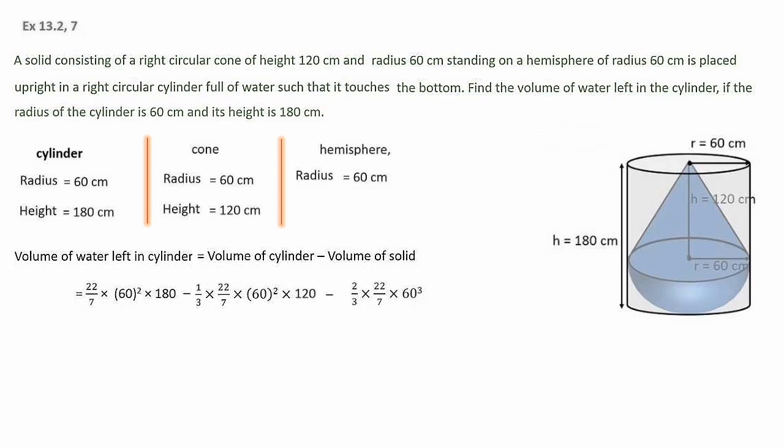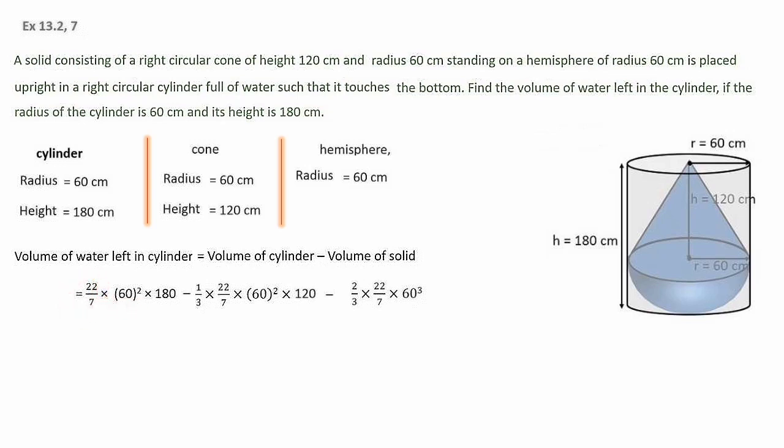That is equal to volume of cylinder, we know the formula, pi r square h, minus volume of solid. Volume of solid, in the sense we have cone and hemisphere. So cone formula is 1 by 3 pi r square h and volume of hemisphere is 2 by 3 pi r cube. We have already learned these formulas. Just substitute here. That is pi r square h, so pi value is 22 by 7 into radius.